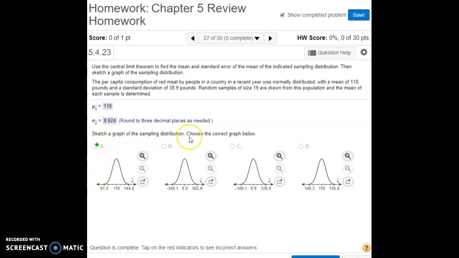Our graph of our sampling distribution is going to be normal. So the mean's right in the middle. And then notice there's 3 tick marks to these numbers out here. So add the standard deviation 3 times to the mean of the sampling distribution to get that upper number, and subtract the standard deviation 3 times from the mean to get the lower number.